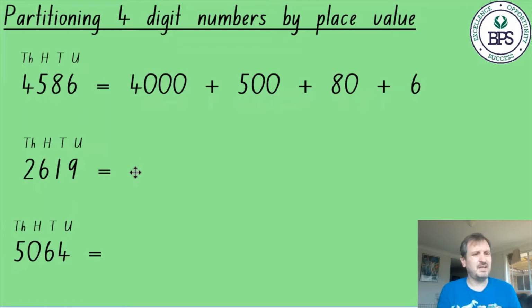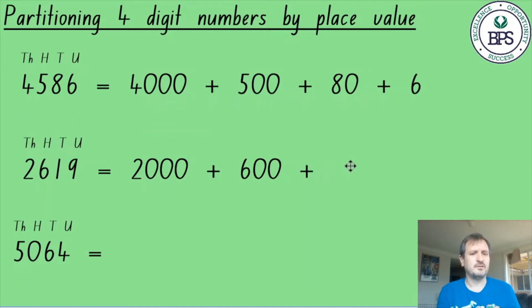Our second number is 2,619. So as you can hear, this number has two thousands, 600. Now the last part's a bit tricky. You don't hear 110. We hear it as a teen number, but it means the same thing. We have 10 and we have 9. So 10 and 9 together makes 19, and here we have 2,619.